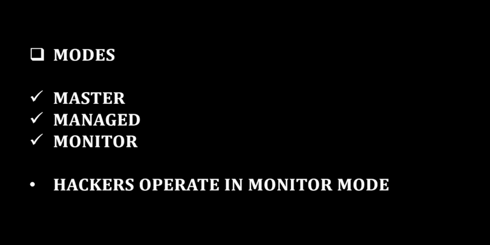In wireless networking, devices such as wireless network interface cards can operate in different modes to perform specific functions. First we have master mode, which is used by access points or routers to create a wireless network. Then we have managed mode. It is used by client devices to connect to a wireless network that is created by access points in master mode. And then we have monitor mode, which is used for passive monitoring and packet analysis without actively participating in network communications. So guys, hackers operate in monitor mode.